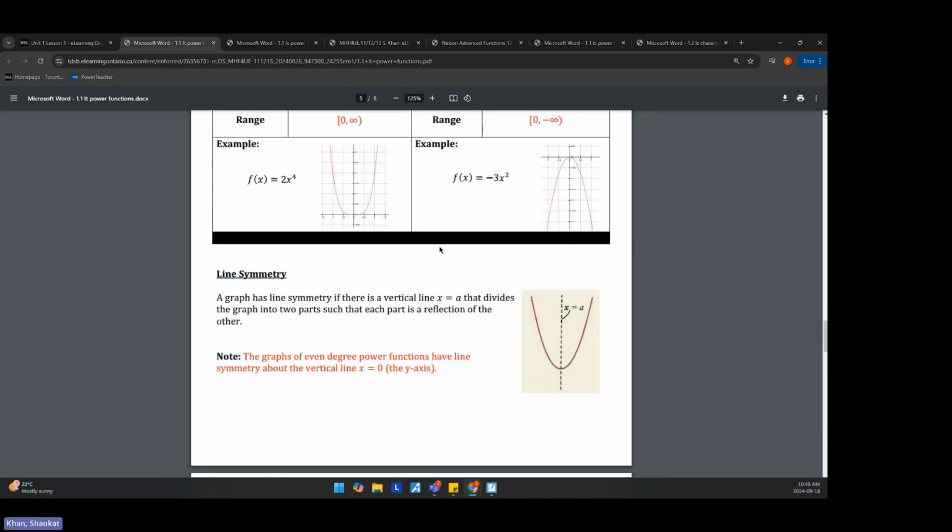Okay, something new, line symmetry. Line symmetry is when a graph has a line of symmetry if there is a vertical line, x = a, that divides the graph into two parts, such that each part is a reflection of the other. So the graphs of even degree power functions have line symmetry about the vertical line x = 0, the y-axis. So even degree functions may have line symmetry. So if you can cut it in half and fold it over and it kind of overlaps, then that's line symmetry.